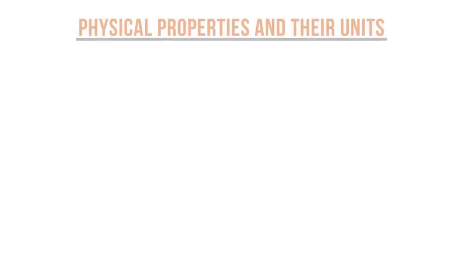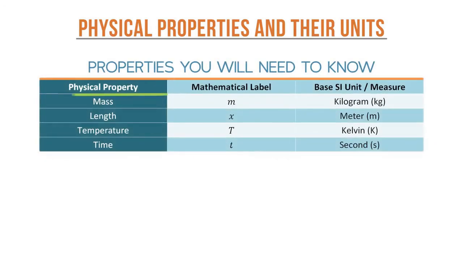The fundamental physical properties you will need to know for the TEAS are as follows: mass, length, temperature, and time. You can see that for each property there is a mathematical label which is used in formulas, and the actual name of the corresponding SI unit or measure. Please feel free to pause the video and familiarize yourself with the information on this chart.